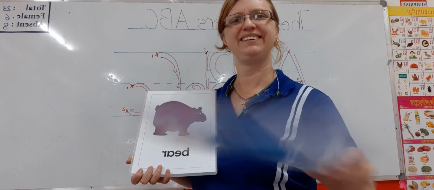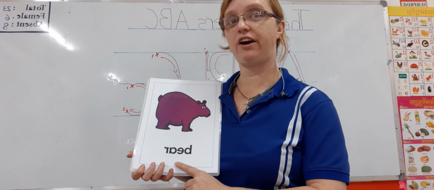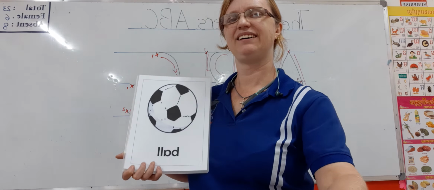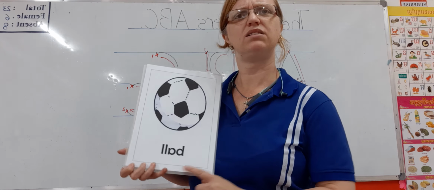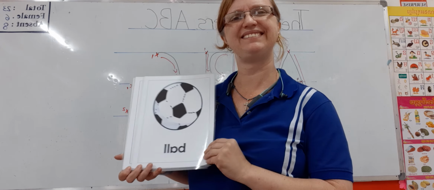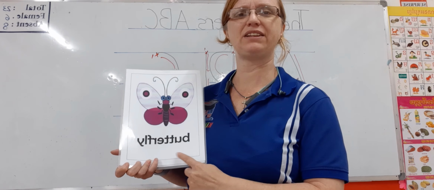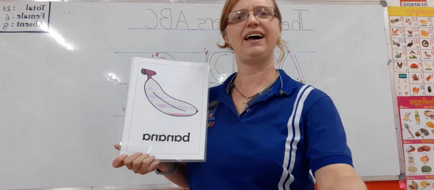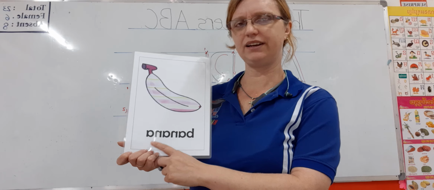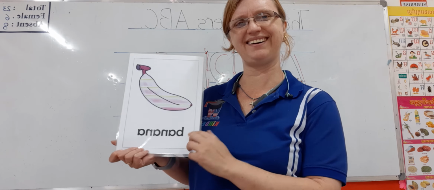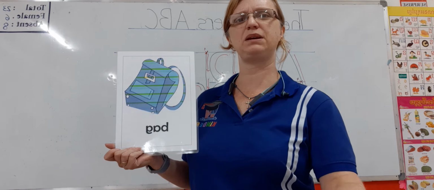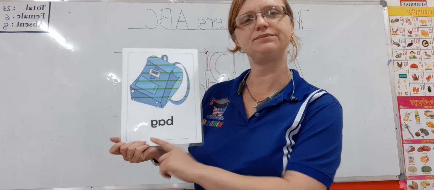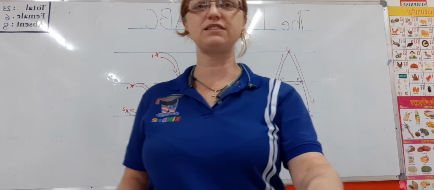Book. Bear. Ball. And butterfly. Butterfly. And banana. Banana. Well done. And the last B word is bag. Bag. Can you hear the B sound every time you say the words?